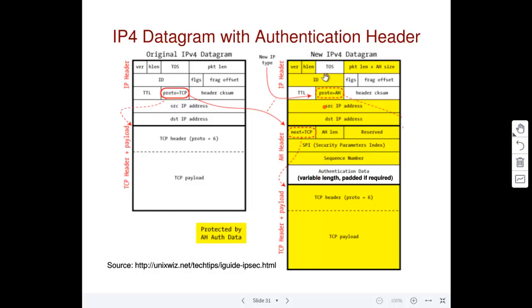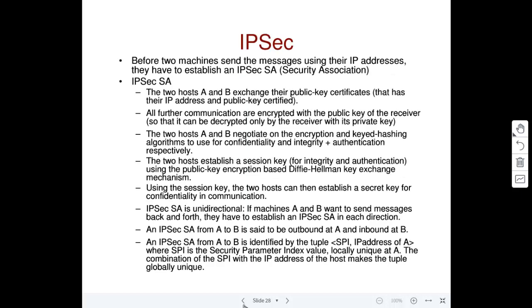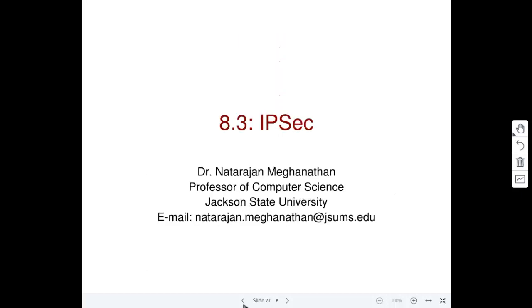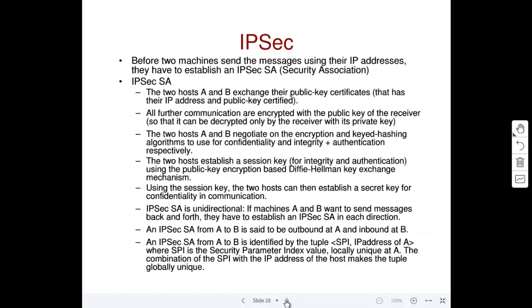Now, what are the things I have colored here in yellow? Remember, the authentication header provides integrity and authentication. And what do you use to provide integrity and authentication? If you remember this method that we saw, you compute a hash value of some message, and you encrypt the hash value with a key that is known only to the sender. So that is what you want to compute here.